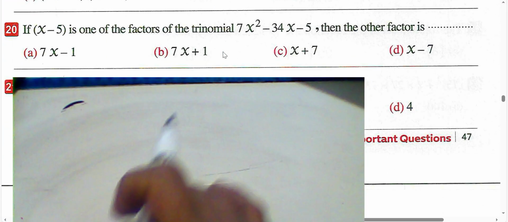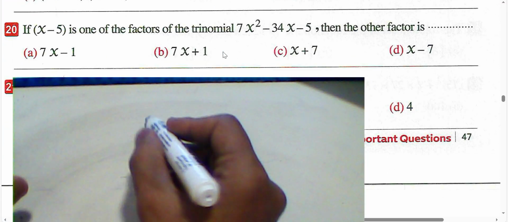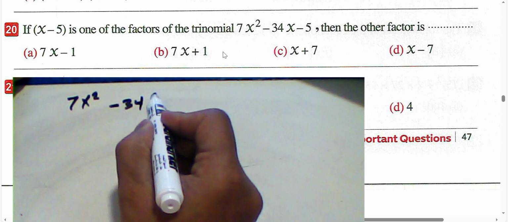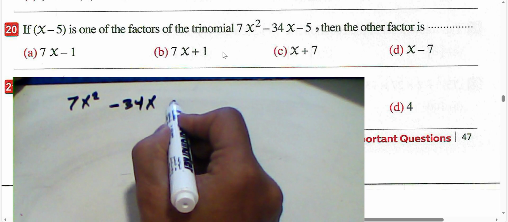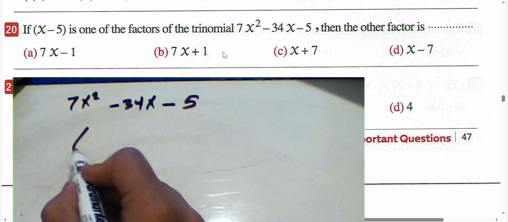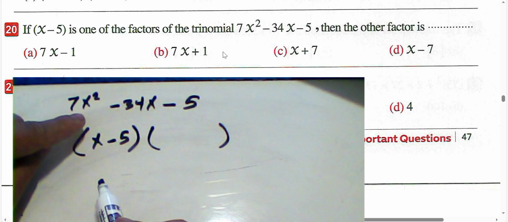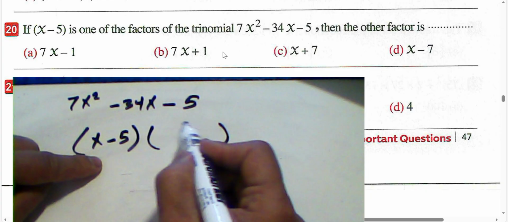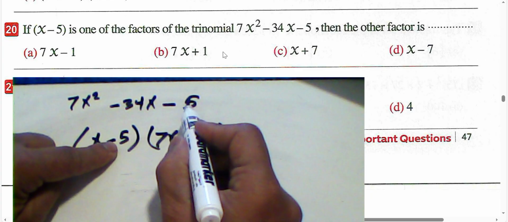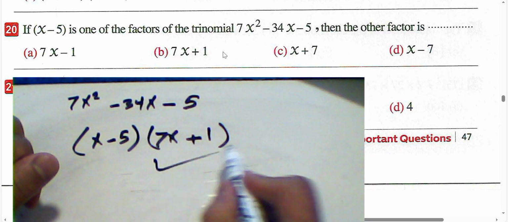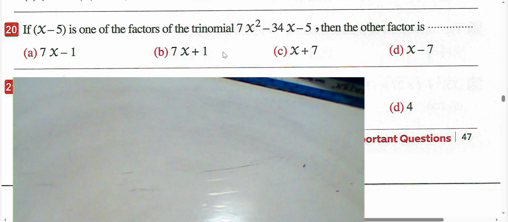Next question. If x minus 5 is one factor of 7x power 2 subtract by 34x subtract by 5 equal. He gave us the first factor, so you can find the second factor, right? 7x power 2 equal x times 7x, and negative 5 equal negative 5 times what? Times 1. It's the correct answer. Then the solution will be 7x plus 1. You must choose it.